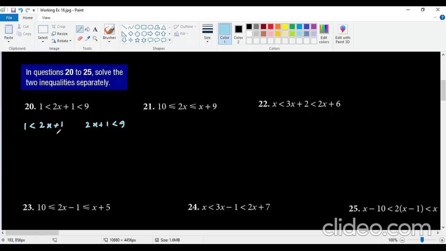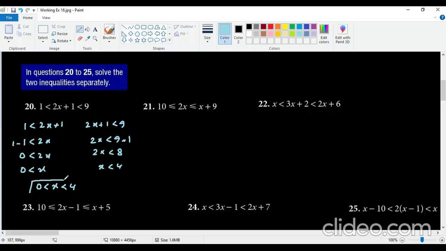There are two different things, so you must consider them separately. 2x minus 1, that means 0 is less than 2x, that means 0 is less than x. And the other part is saying 2x is less than 9 minus 1. It's going to give us 2x less than 8 and x less than 4. So how will you write this as an answer? You will write 0 less than x and x less than 4. So this is going to be the final answer and you get full marks.